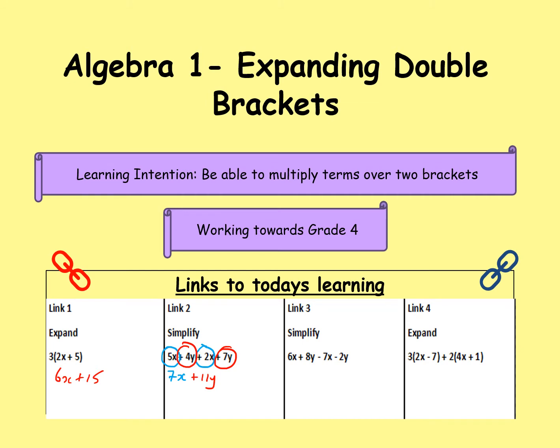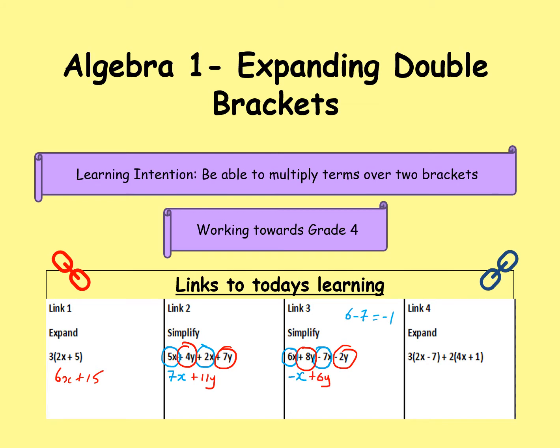Okay. Same for question 3 then. So you've got 6x take away 7x. So 6 take away 7, think of 6 take away 7 is minus 1. So 6x take away 7x is minus 1x. We write it as minus x. Okay. And then you've got 8y take away 2y, which is plus 6y.